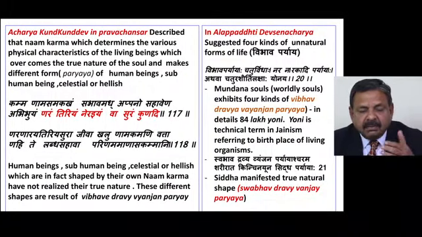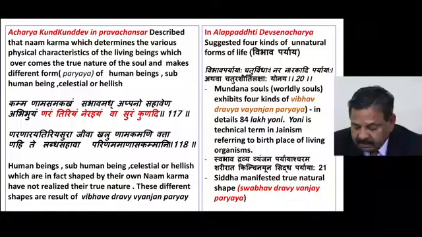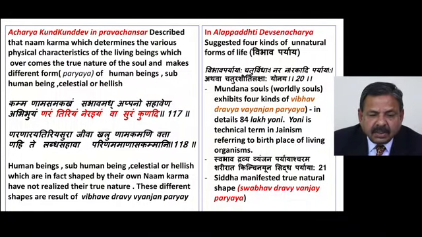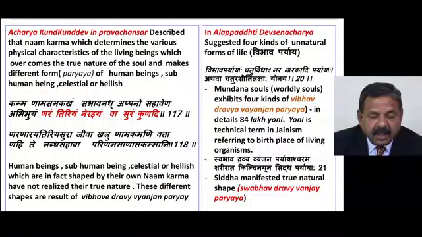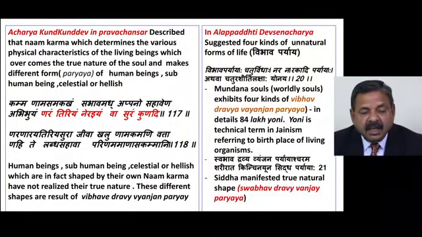Now I have come to some scripture levels. Acharya Kundakunda Dev in Pravachan Sar described that Nam Karma determines the various physical characteristics of living beings, which overcome the true nature of the soul and make different forms, that is paryaya: human beings paryaya, subhuman beings paryaya, celestial paryaya or hellish paryaya.